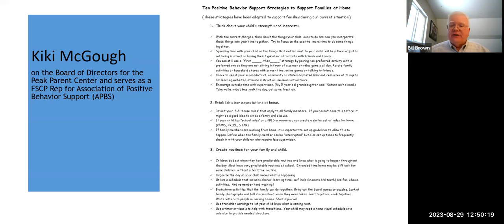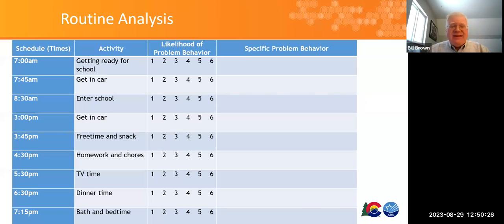She has great, phenomenal suggestions. And so I just wanted to make sure you had access to those suggestions. When looking at behavior in the home environment, you want to look at different routines that you go through in the home environment. This is called a routine analysis, and this is something that the parent can do in that home environment. So the routine analysis would be listing all the activities, such as getting ready for school, getting in the car, going into the school building, watching TV, homework, dinner time, bedtime.